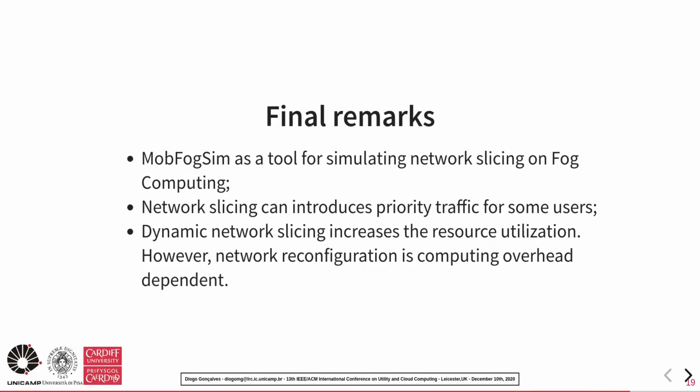Finishing our presentation, in this work we introduced MobFogSim as a tool for simulating network slicing on fog computing. As presented in our experiments, network slicing can introduce priority traffic for some users, which can improve the performance of the service migration. Furthermore, we can see how dynamic network slicing increases the resource utilization compared with the static allocation. However, we note that the network reconfiguration is dependent on computing overhead.